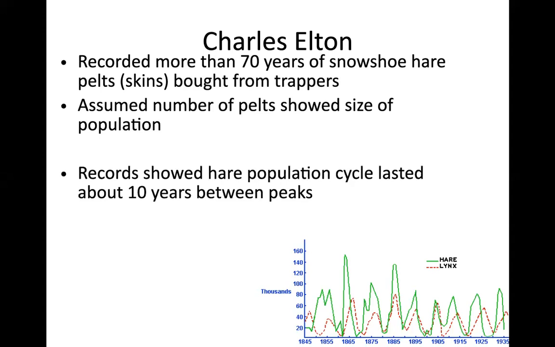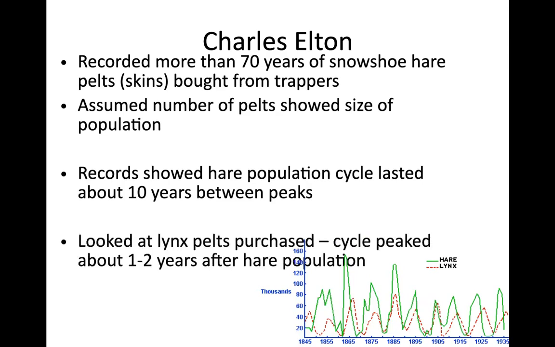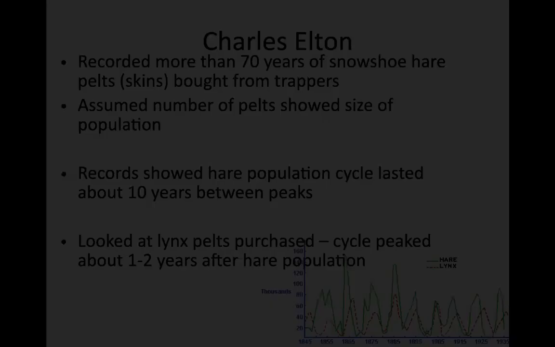So the records showed the hare population cycle lasted about 10 years. So every one of these peaks is about 10 years between the cycle. Then he also looked at the lynx pelts, and the cycle peaked about 1 to 2 years after the hare population, which is why you have that slight delay in the red lines after the green lines.